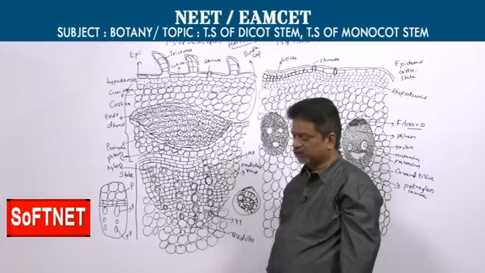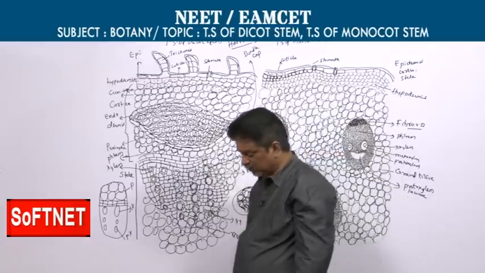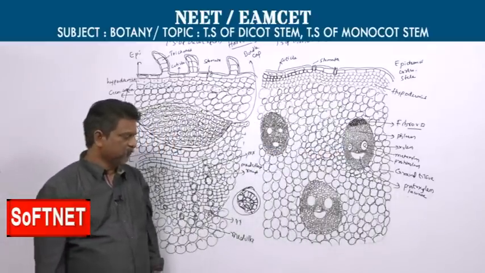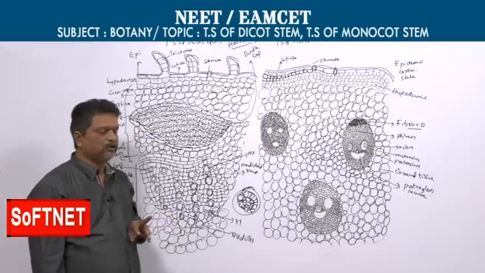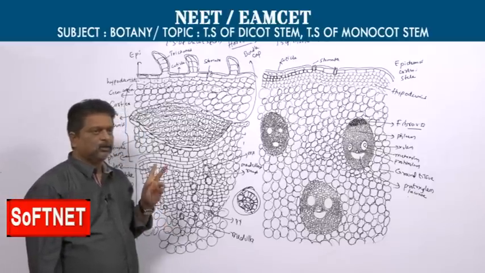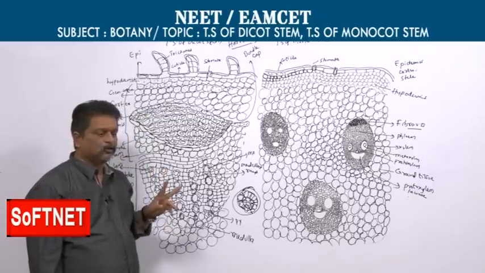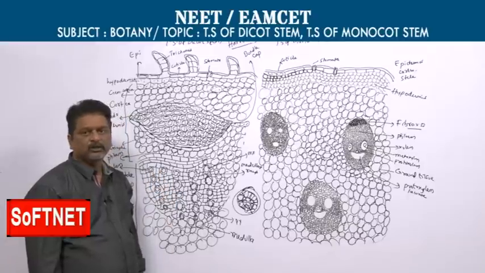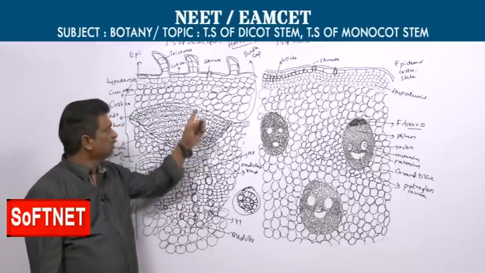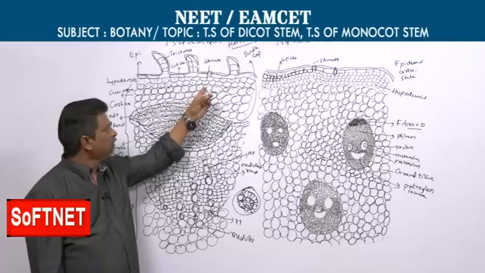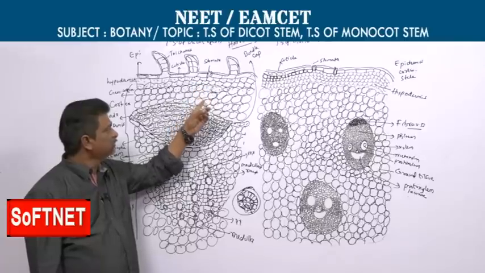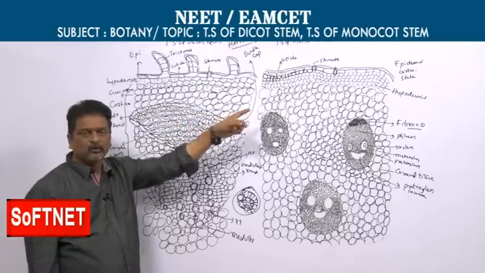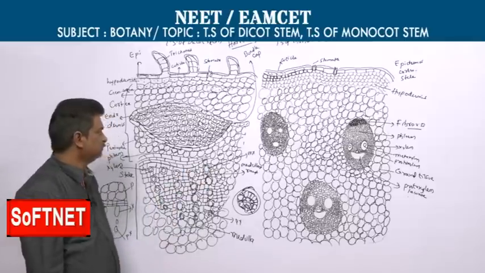Then general cortex: both roots contain general cortex. In roots, the function of general cortex is lateral conduction and storage. But in dicot stem, outer cortex performs photosynthesis, inner cortex helps in storage. In monocot stem, it is absent.